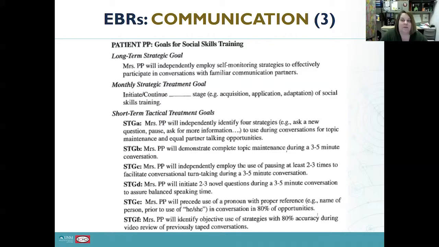This is talking about self-monitoring. So we're really wanting to have them maintain the topic to make sure that people are getting equal opportunities during conversation, to use pausing appropriately. So there's different strategies that can help with conversation maintenance and conversation repair. So these are some example goals that we would have for a patient who had that difficulty with conversation.